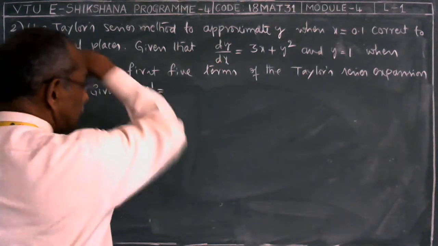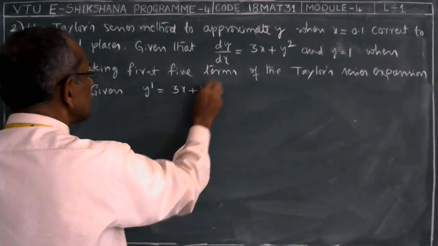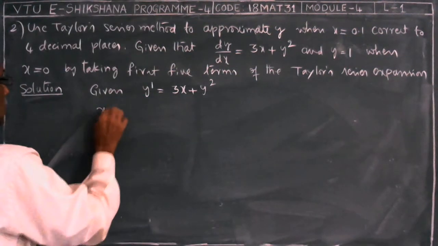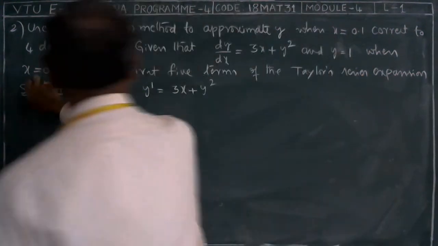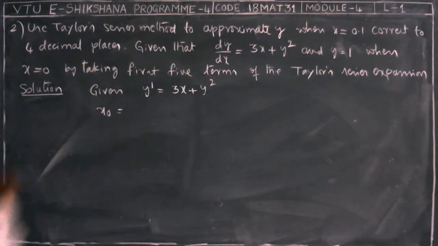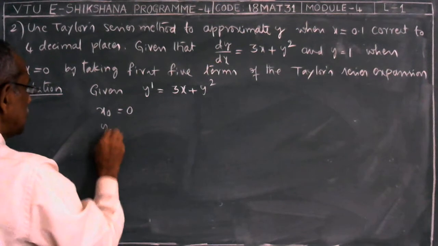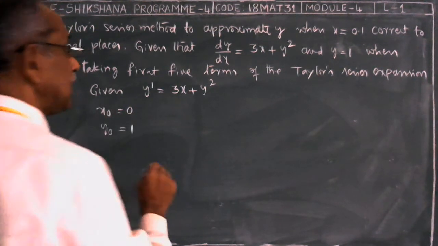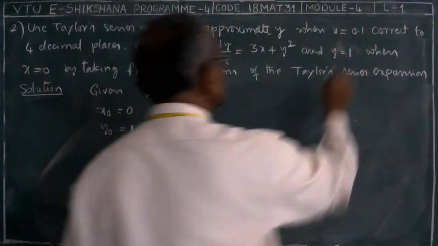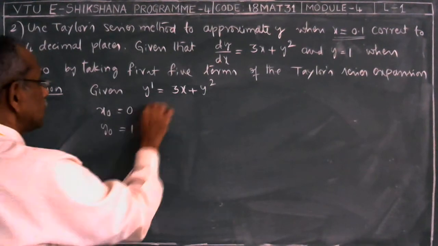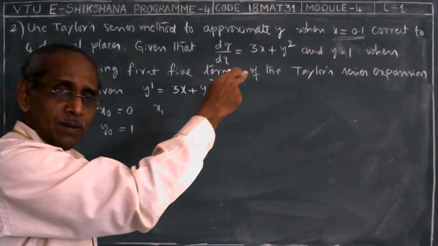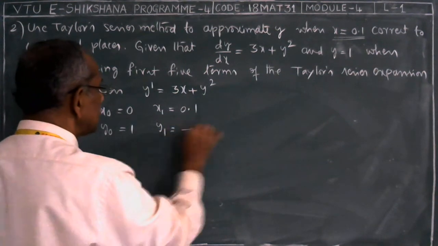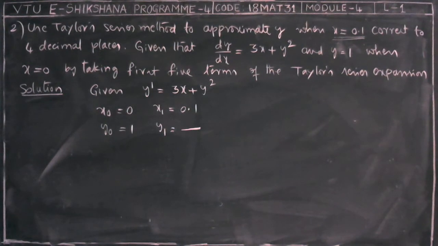y dash is equal to 3x plus y square. And y is equal to 1 when x is equal to 0. That means x naught is 0 and y naught is 1. The next value of x that you see in the problem is only 0.1, so that is your next value. So we need to calculate y1 at this point, that means y at x is equal to 0.1.